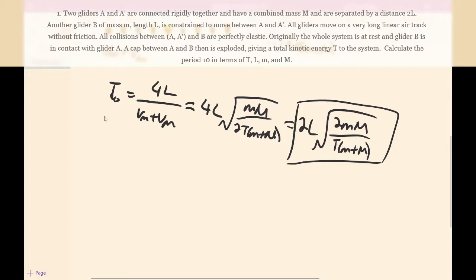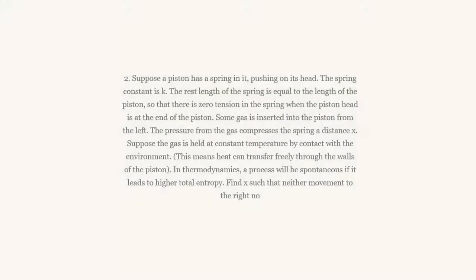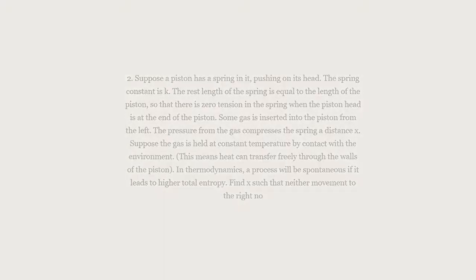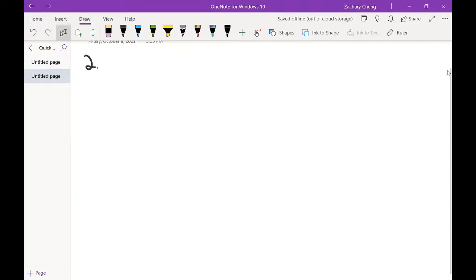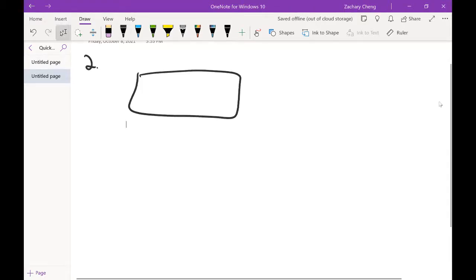Okay, then I'll move on to the second problem. So here in the second problem, we have a piston with a spring in it, pushing on its head, and the spring has a spring constant K. So it would be like this.